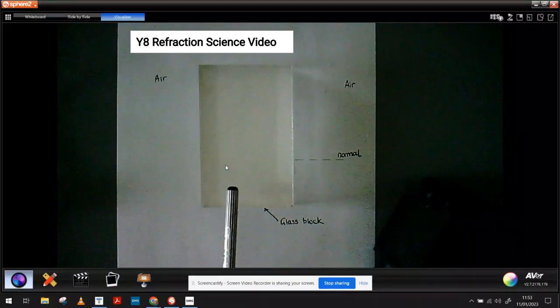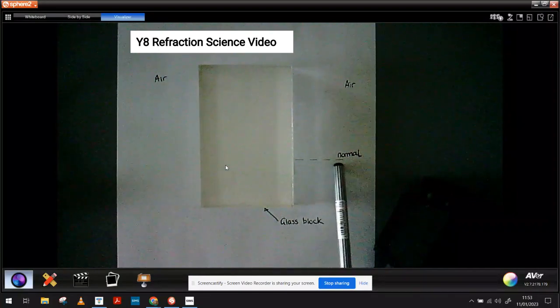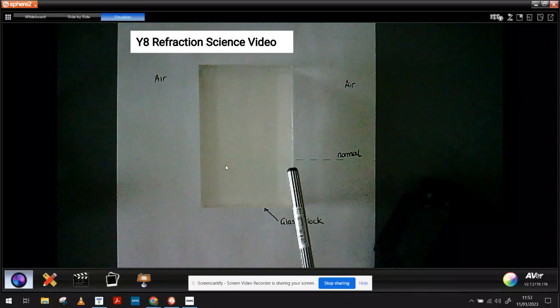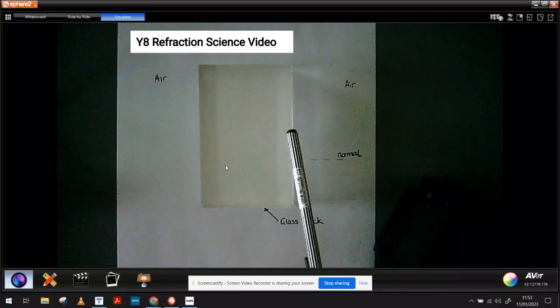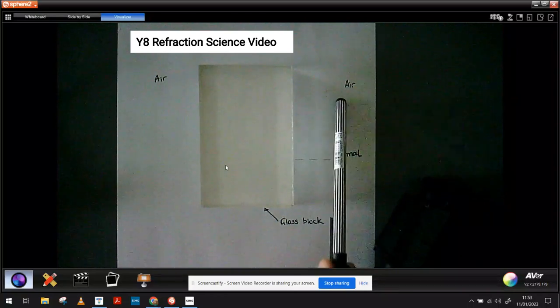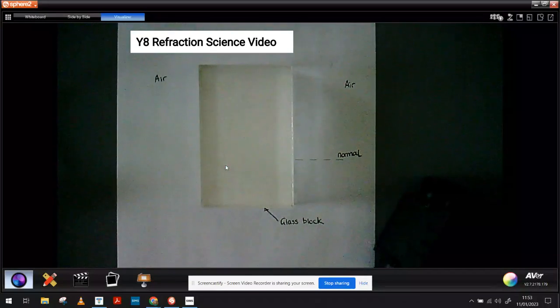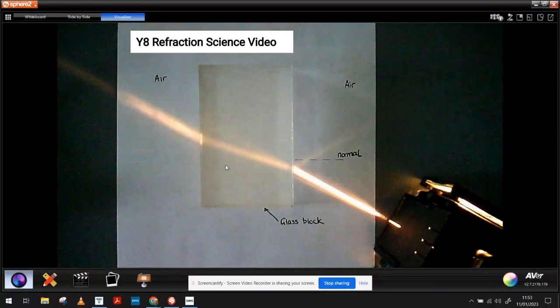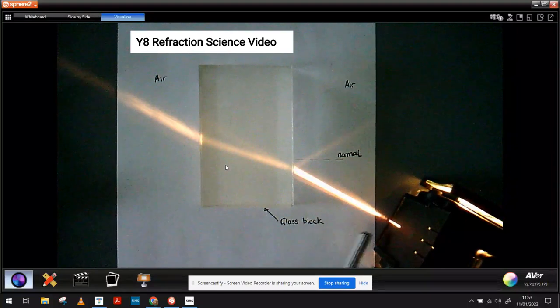So here I've got a glass block in the middle of my paper, and I've drawn this normal line at 90 degrees to the surface of the glass block here. And clearly I've got air all the way around this glass block. Down here in the corner, I've got a ray box. I'm going to turn that on, and you'll notice that a light beam is shining out.